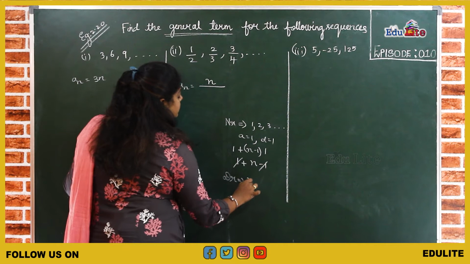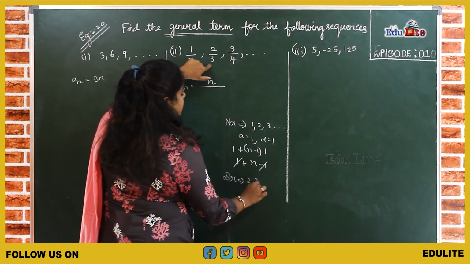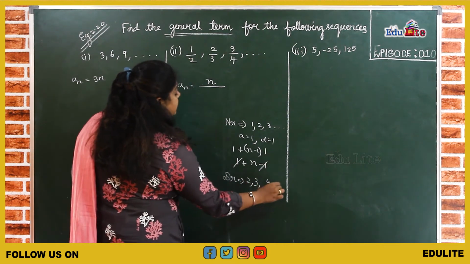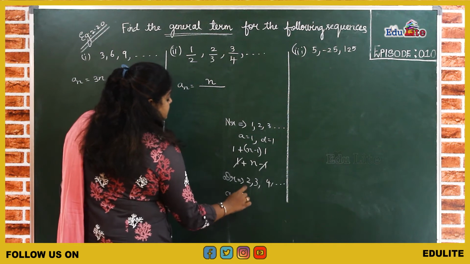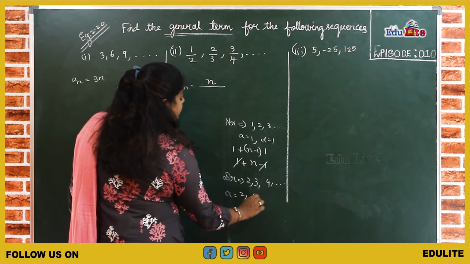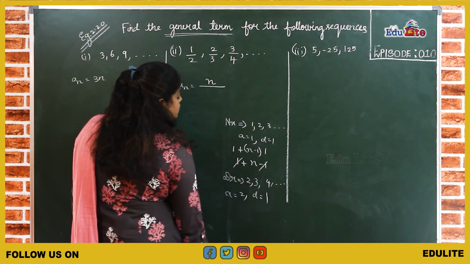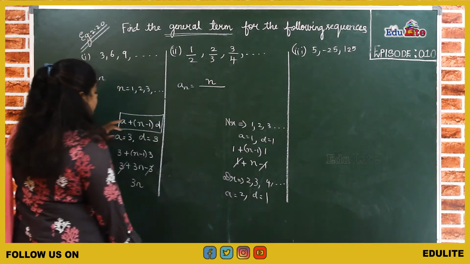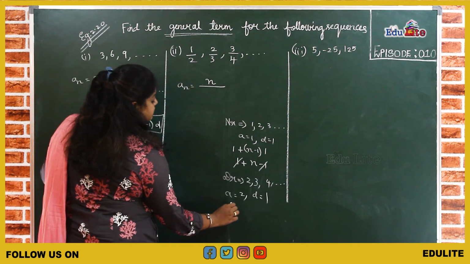Similarly, we will do the same for the denominator as well. The denominator holds the sequence 2, 3, 4. Now we have to write the a value, that is, the first term is 2, and the common difference between any two terms is 1. Therefore, the d value is 1. We have to substitute in the arithmetic progression formula.